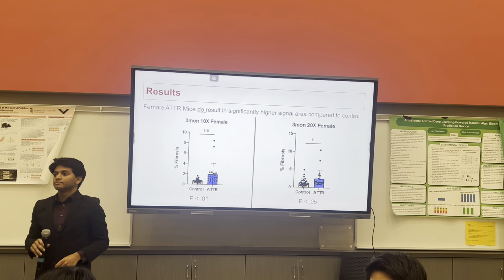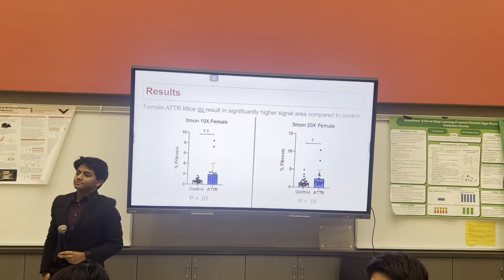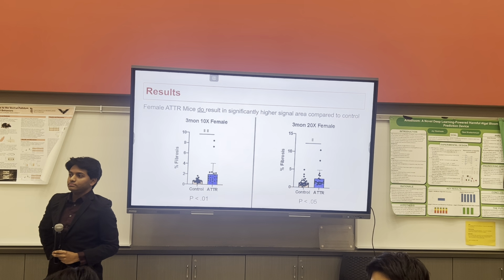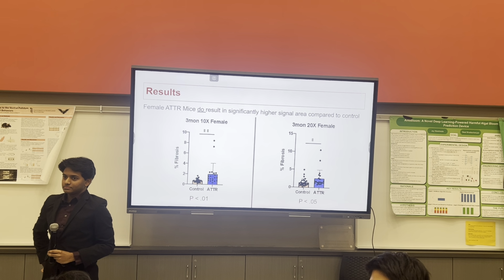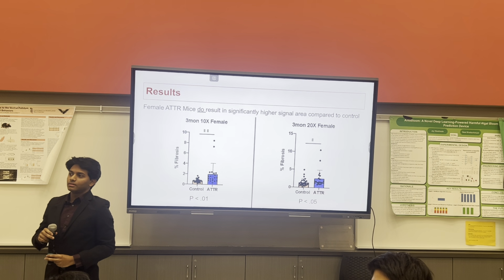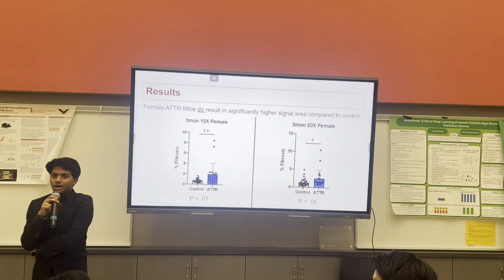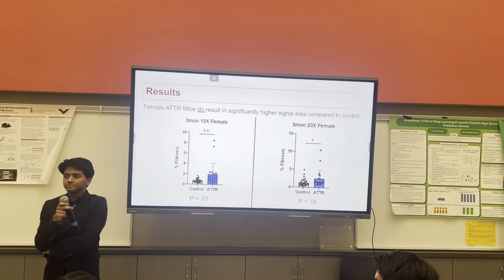What do you think is the reason why those female mice specifically have higher values? I don't mean the p-value itself, I mean the underlying reason. I'm not actually sure, but I'll get back to you.